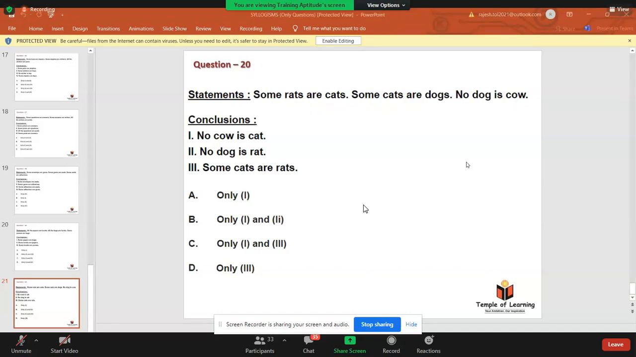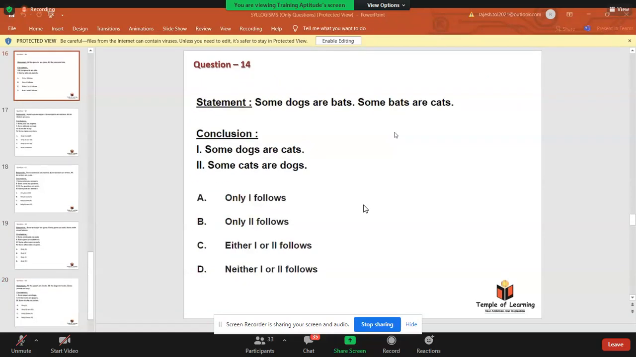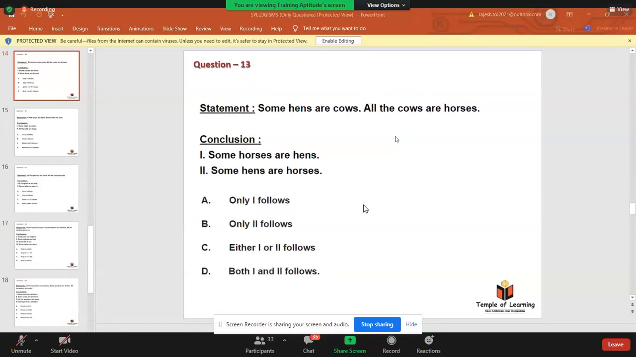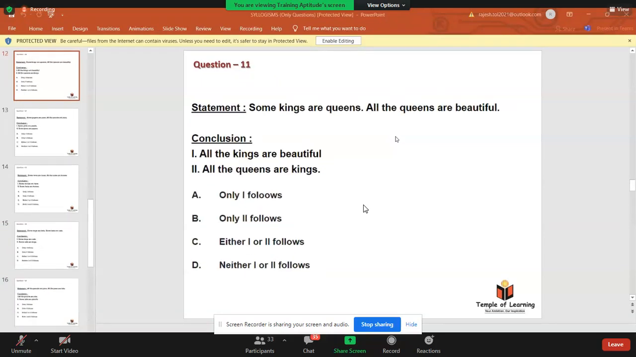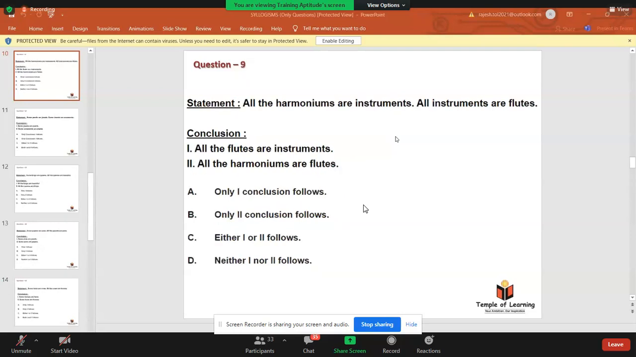All right, students, I think time is over. I shall be giving you the detailed answers. Let's start with question number 9. What should be the answer? I'm not drawing the diagram, but let's quickly discuss the answers. Question number 9: B, sir, already discussed.